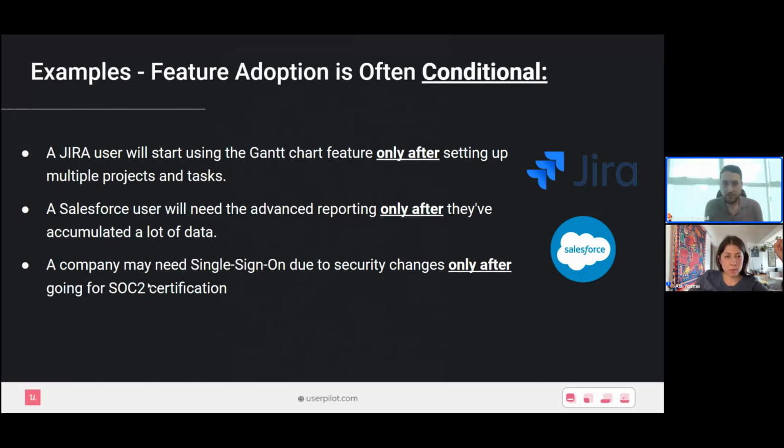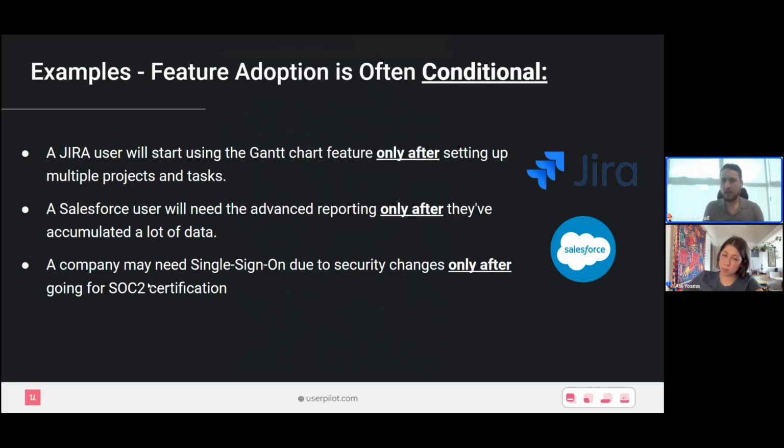Same thing with Salesforce. Why would I need advanced reporting or advanced dashboards in Salesforce if I don't have a lot of data, right? Both of these motivations, by the way, are internal. They come from the users wanting to achieve something faster and more efficiently, right? It can also be external.